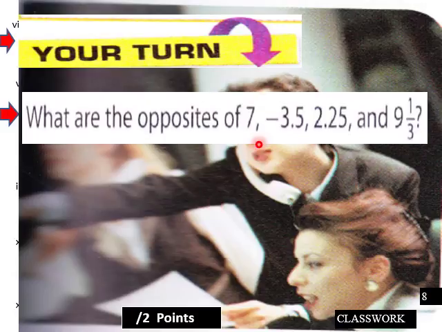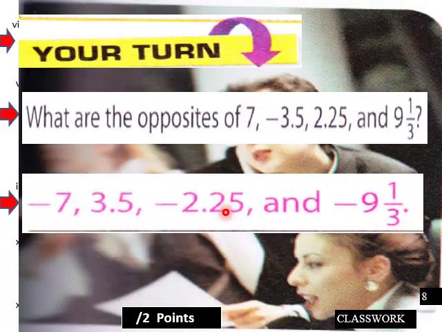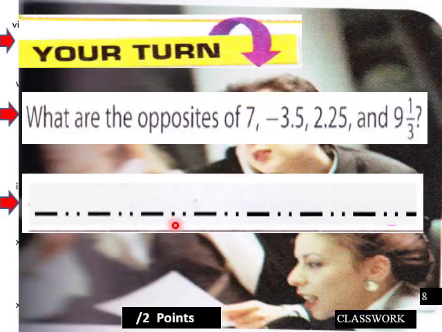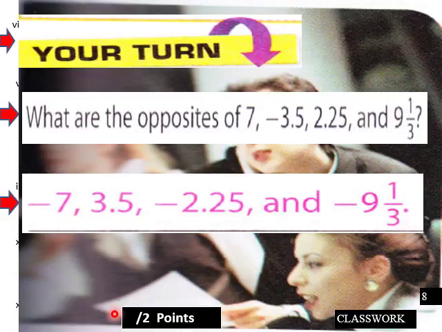Your turn. What are the opposites of these numbers here, students? We already did that. Here they are. Negative 7 is the opposite of 7. 3/5, opposite of negative 3/5. Negative 2 2/5, opposite of that. And then negative 9 1/3 is the opposite of positive 9 1/3. Okay.